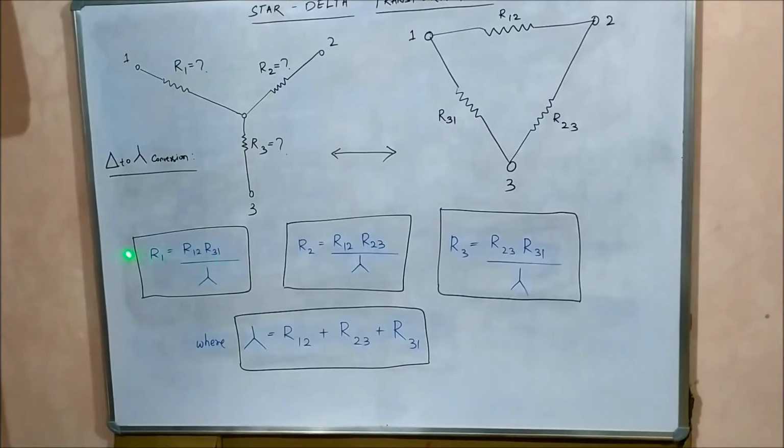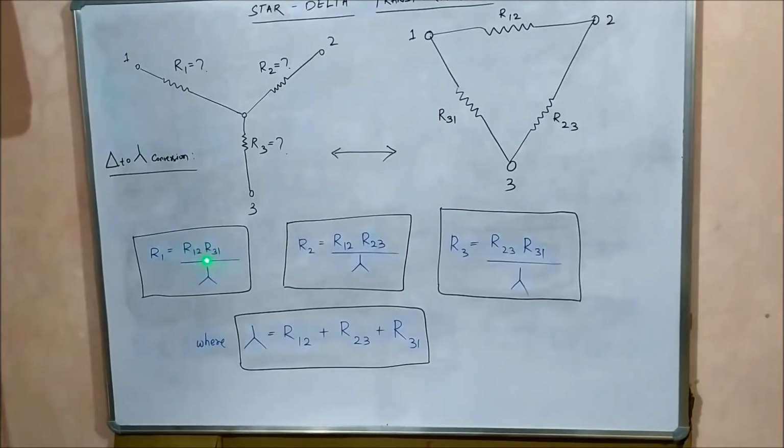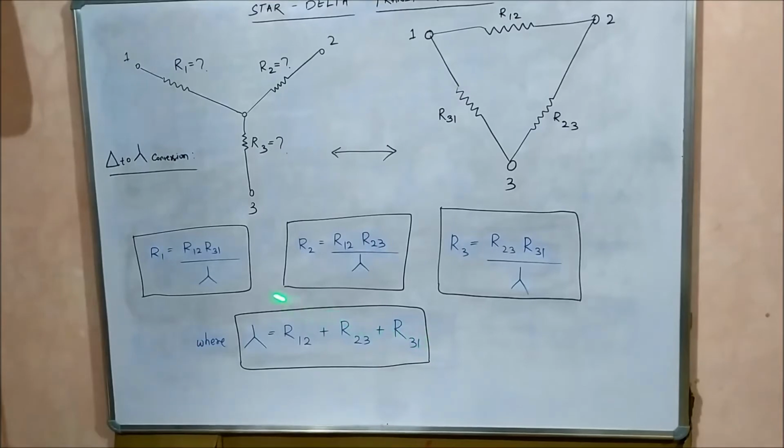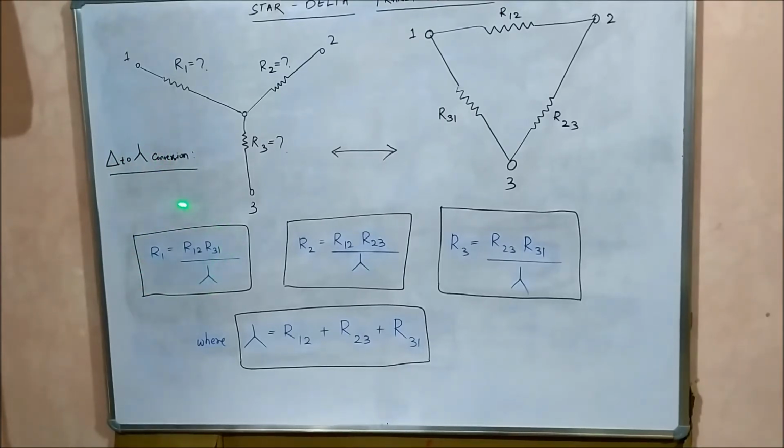Now, the value of R1 is equal to R12 into R31 by star, where star is equal to R12 plus R23 plus R31. Similarly to the star to delta conversion, where we used a trick, here also there is a trick involved.